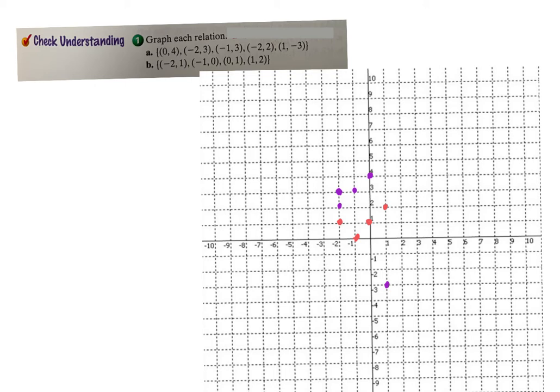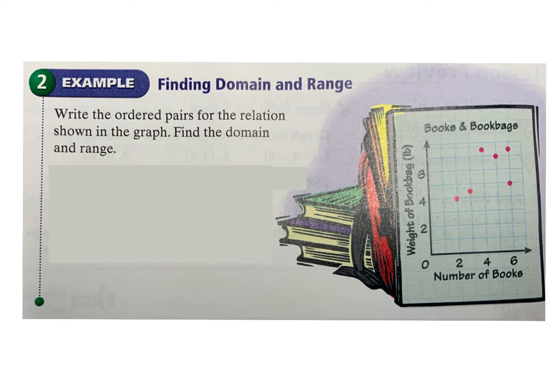And so if you look at the next example, find the domain and range, and they have given you this graph here. Well, if I wanted to find my domain, I would just look at all of my X values. You can see that you use the X value 2, you use the X value 3, X value 4, 5, and 6, all right?